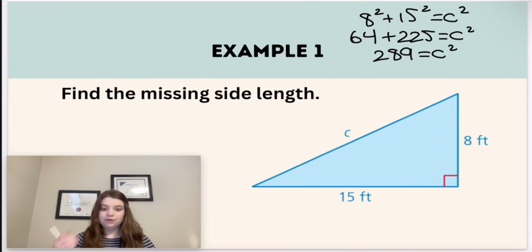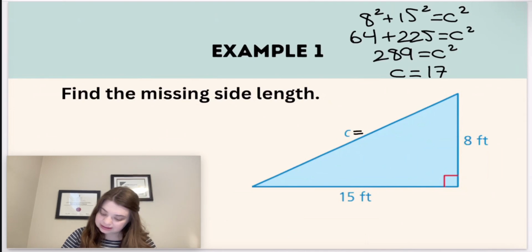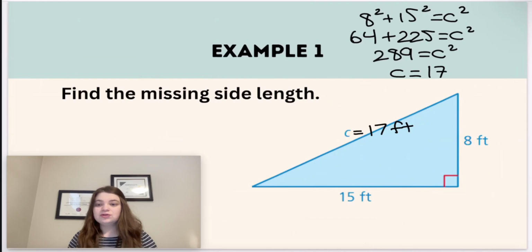Then, if we take the square root of both sides, we get that c is equal to 17, because 17 times 17 is equal to 289. So therefore, the missing side length is 17 feet. And that seems about right, because for the hypotenuse, we are expecting to get a number that is higher than the other two numbers, but also not higher than the numbers when they're combined.